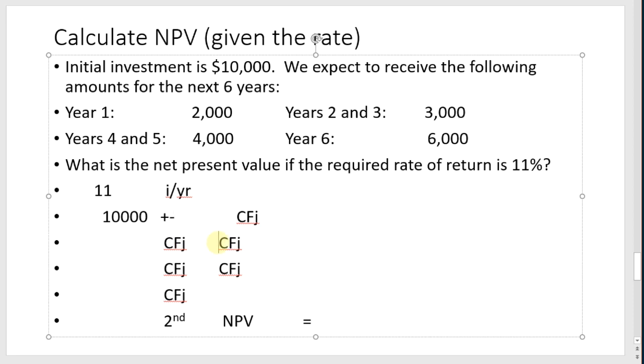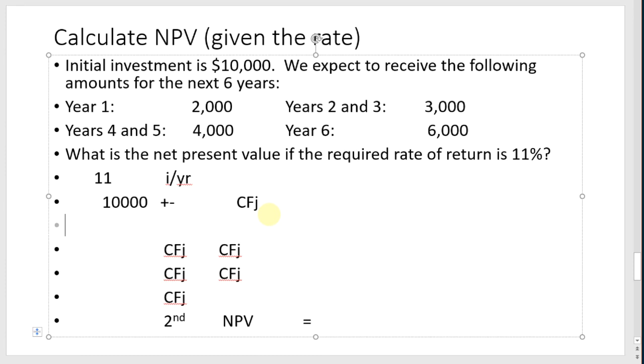Now, let's do year 1. This is an inflow. And then we're going to hit our cash flow key again, CFJ. Okay, so key in 2000, hit your cash flow key, and it momentarily displays CF1. So that's at the end of the first year.